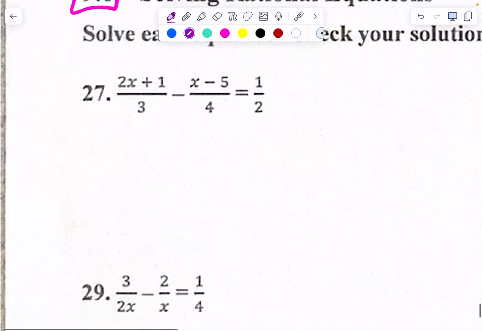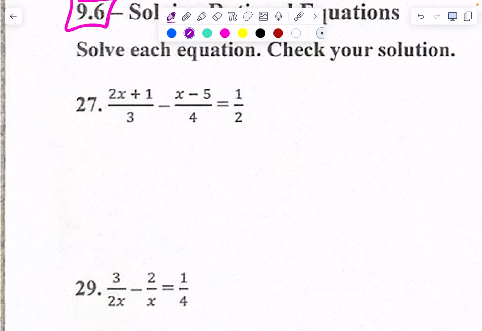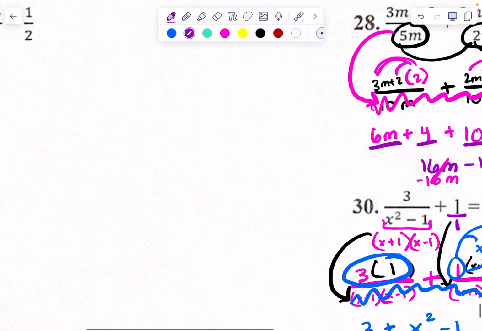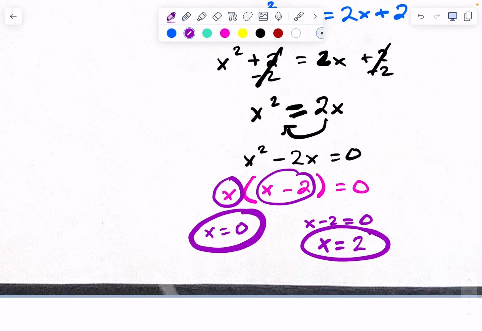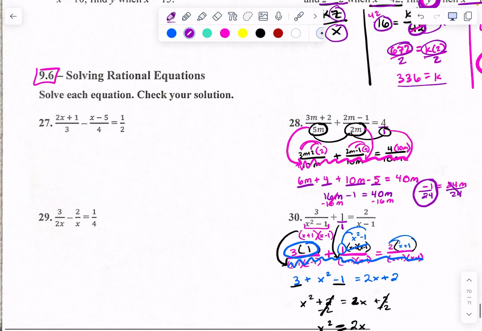Okay. I'm probably not going to make you factor on the test quite like that. What did you do on 27? I worked out 2 over 5. You might.